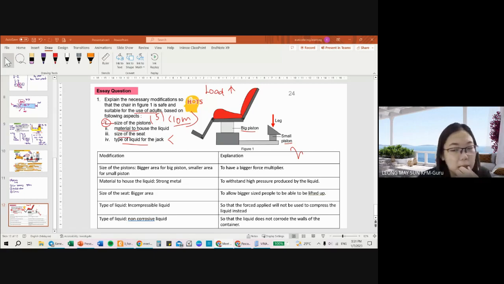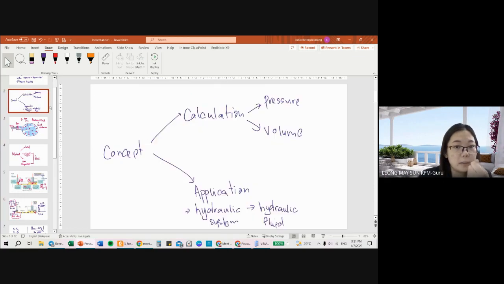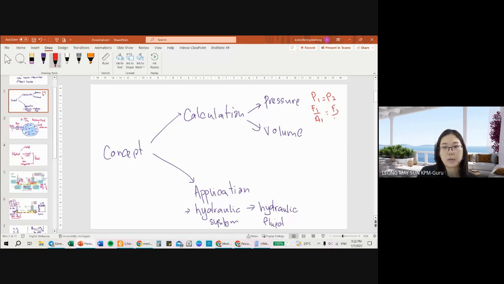No questions? If no questions, then that wraps up our Pascal principle. So very quickly again, recalling and refreshing. Pascal principle, there are two parts to it. Calculation, whereby we talk about pressure, whereby pressure P1 equals P2. Pressure is transmitted equally. So F1 over A1 equals F2 over A2. Then we have the volume in the hydraulic system fluid. The volume that is pressed down for the input piston will be the same volume of the second piston that goes up.